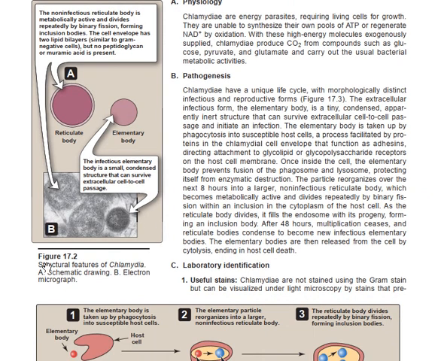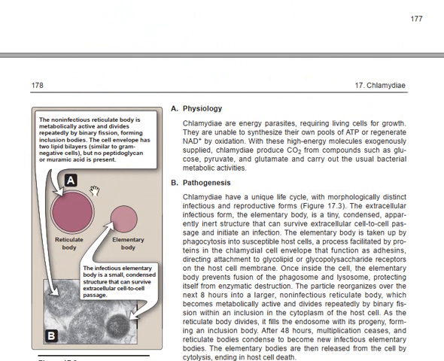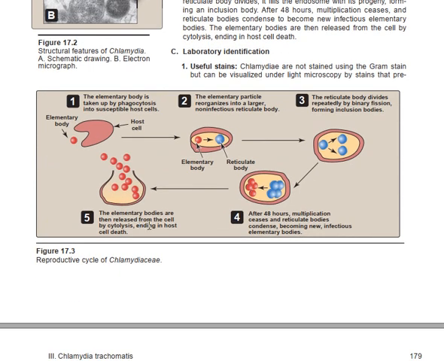Now, this is a structural feature of chlamydia on the schematic drawing and the electron microscopy view. This is how chlamydia appears on the electron microscopy view. This is the non-infectious reticulate body, which is metabolically active and divides repeatedly by binary fission, forming inclusion bodies. You can see chlamydia here. This is a reticulate body and this is the elementary body. The infectious elementary body is a small, condensed structure that can survive extracellular cell-to-cell passage. Is it clear?